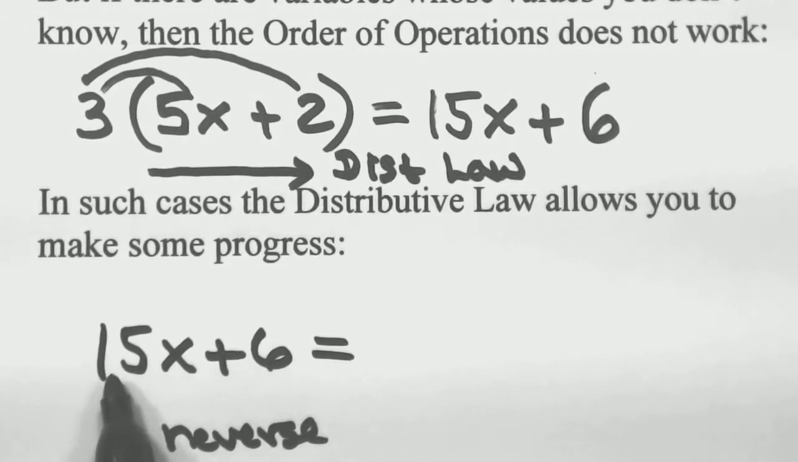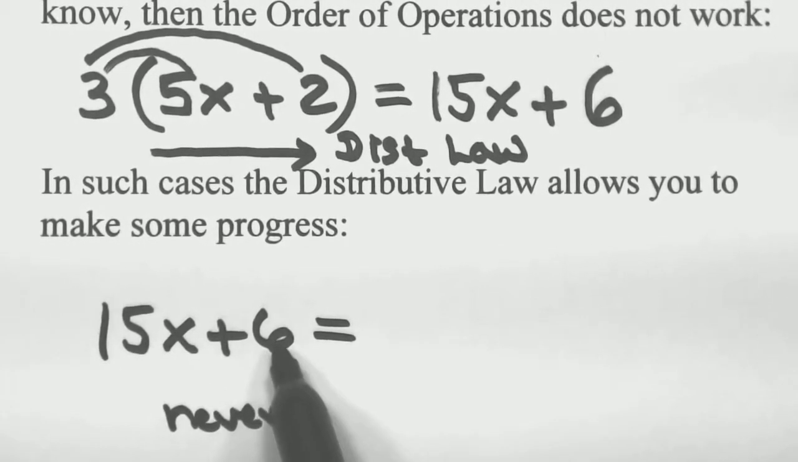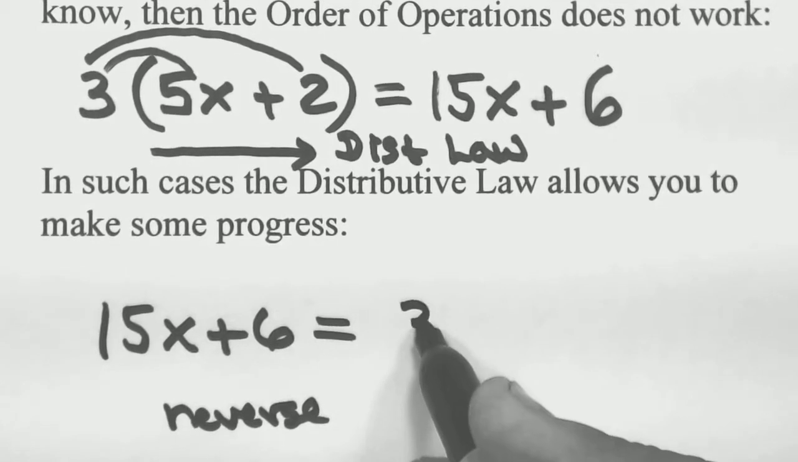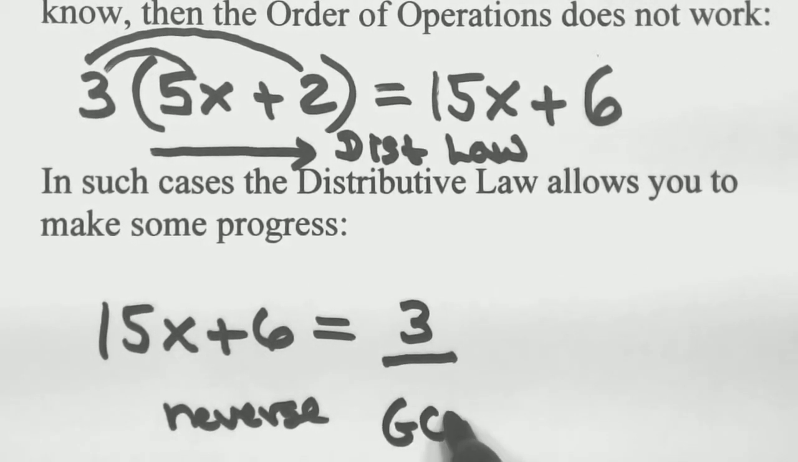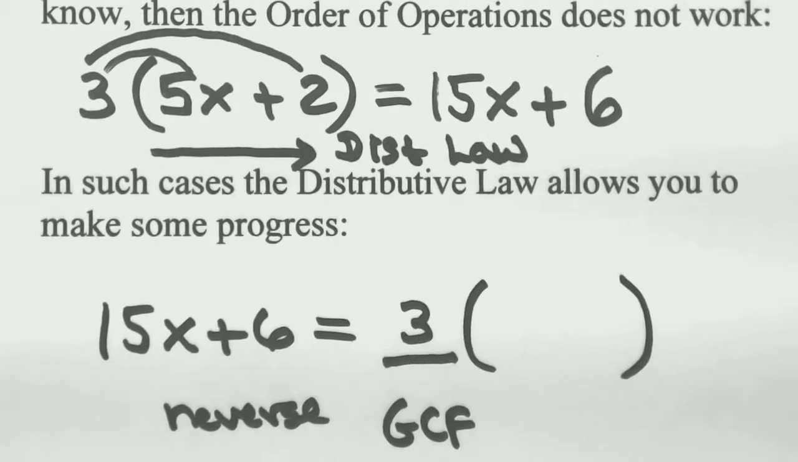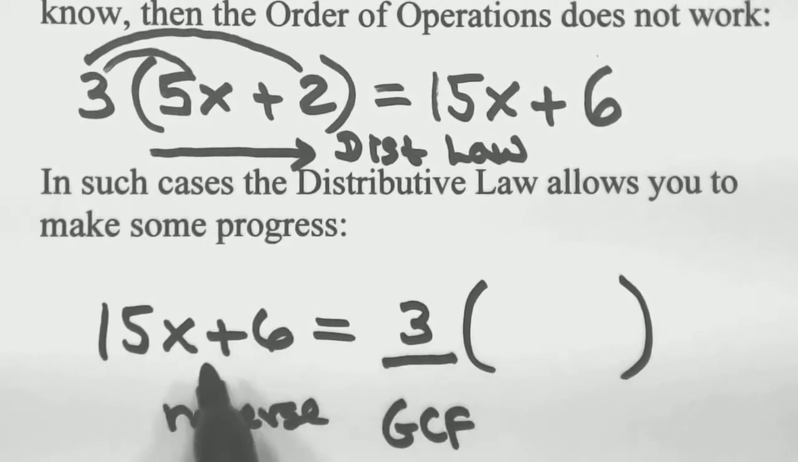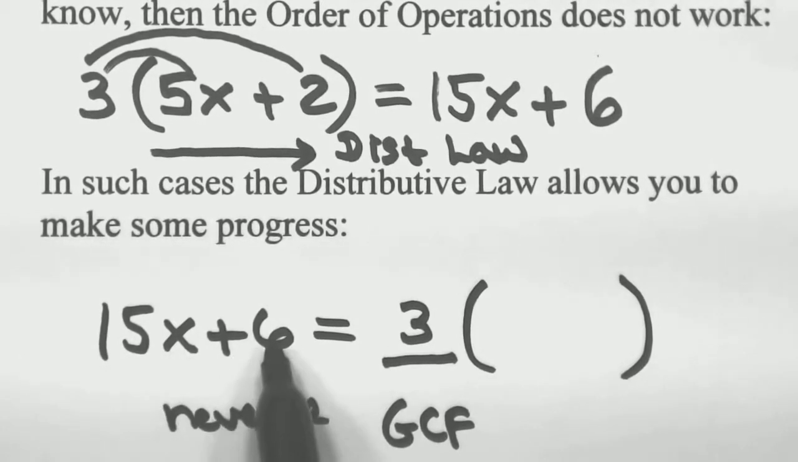We would ask ourselves, what's the biggest number we can divide into both of these guys at the same time? Well, a 3 will go in the 15 and a 3 will go in the 6. That's the number that goes out in front. Later on, we'll call this the GCF, or greatest common factor. Many of you have probably heard of that already. What you put in the parens then are the leftovers once you turn around and remove this 3 from both of these.